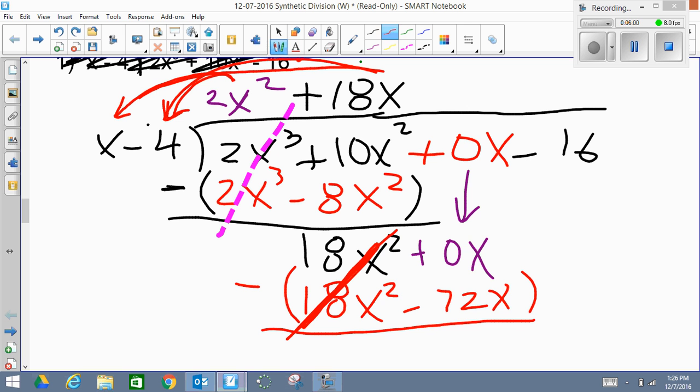0x minus negative 72, that's going to be addition. So 0 minus negative is going to give you a positive 72x. I already subtracted. Next step, bring the next term down because I need to have 2 terms on the bottom. Okay? And now I start over again.